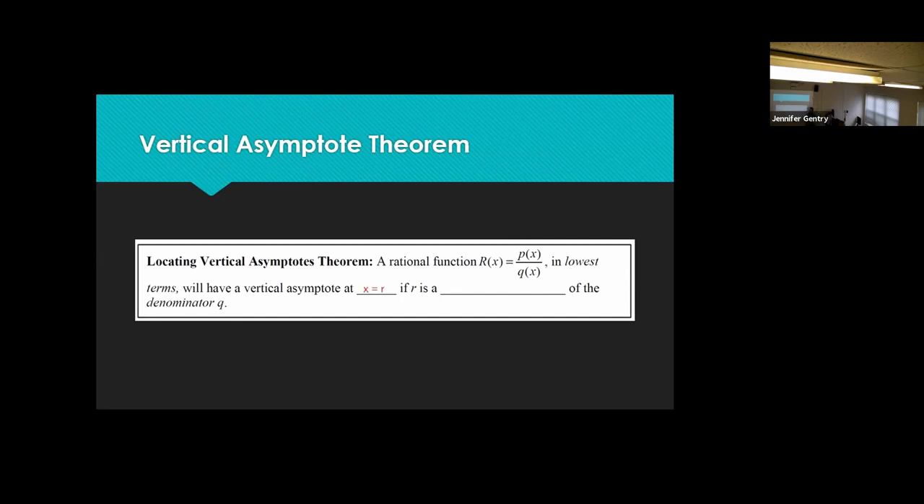X equals r, okay? If r is a real 0 of the denominator, what does that mean? What it means is set q of x equal to 0, find out what it can't be, what's illegal. That's what it can't be. That's the vertical asymptote.